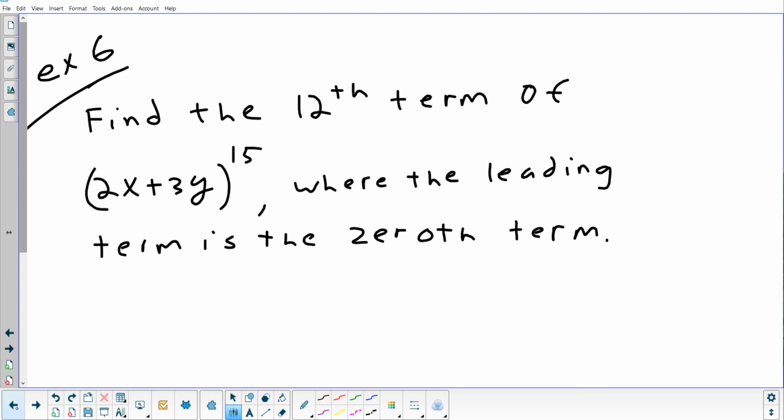Last one. So now, this is where I'm not going to ask you to do the whole thing out. All I want to know is, if you did do the whole thing out, tell me the 12th term of this expansion.